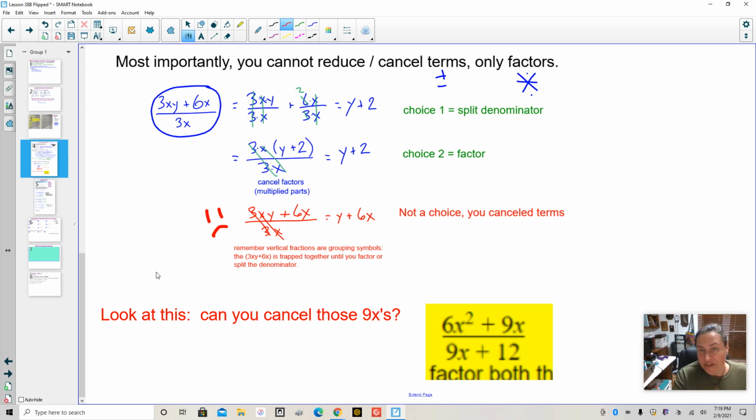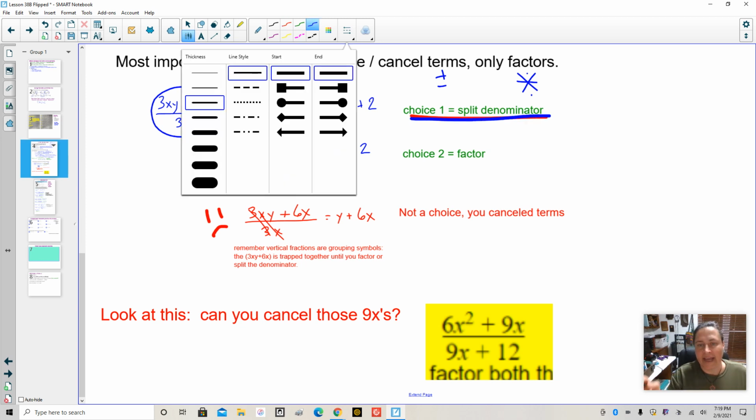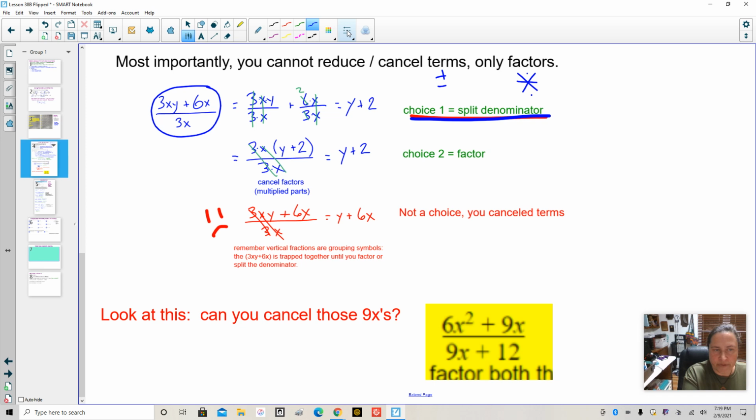I can either split the denominator. What that means is that it's 3xy over 3x plus 6x over 3x. That denominator is a common denominator that can go under either one of those.